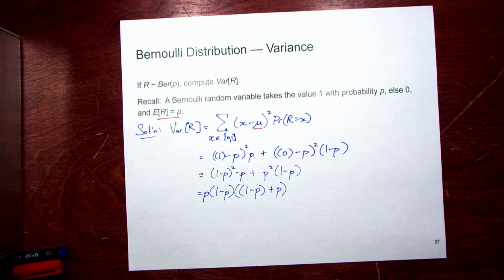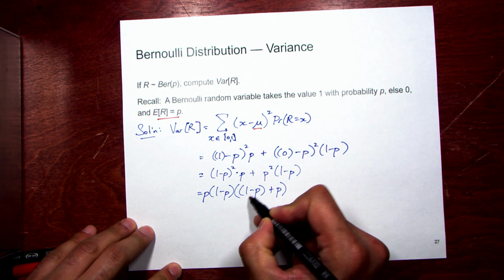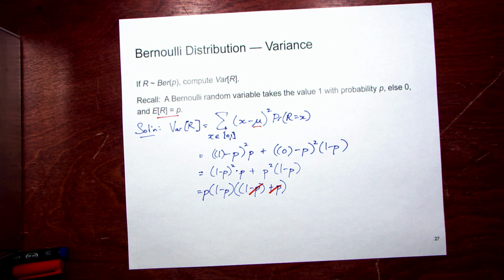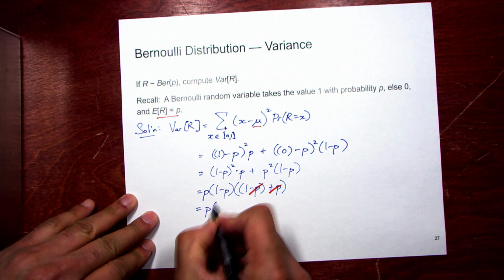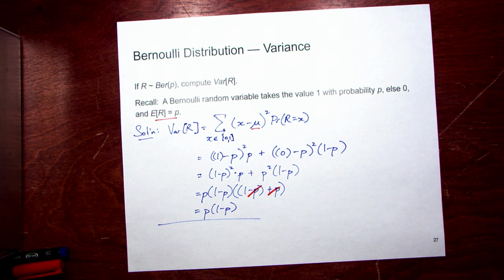And it's time for big red. Yeah, so that's kind of nice. This minus p and this p cancel each other out. And we're left with p times 1 minus p. So the variance is the product of its probability of occurring versus its probability of not occurring.